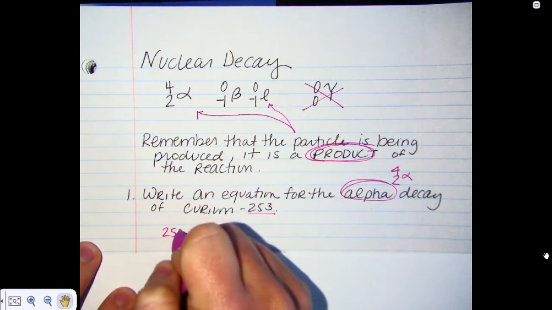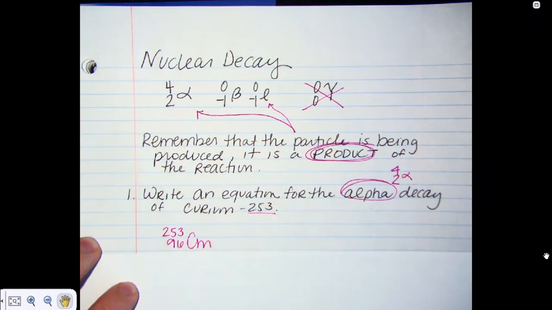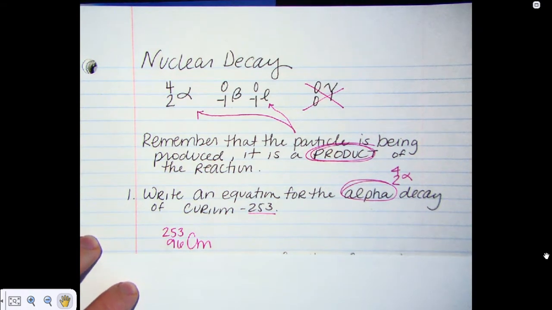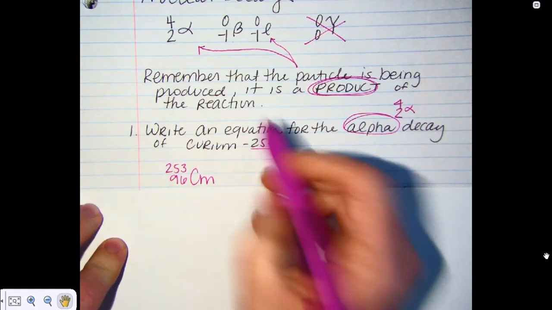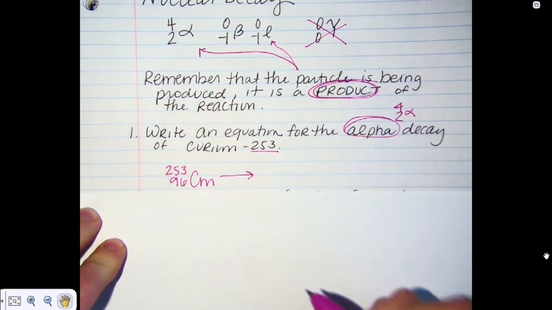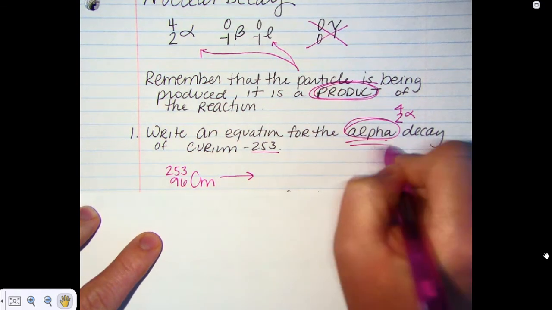So 235/96 Cm is my symbol. That is my only reactant, my only starting particle. Then I'm going to decay, and I'm going to produce what? Well, I already know. I'm making an alpha particle.